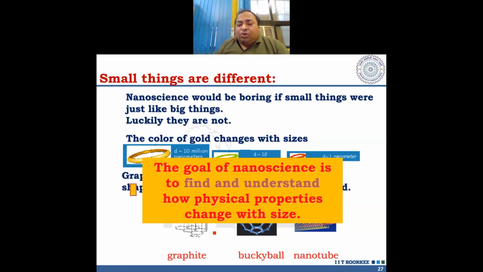The goal of nanoscience is to find and understand how physical properties change with size. So now we know that in the journey of nanoscale, there is infinite change. And the correlation of this change comes through the understanding, the finding of how the physical properties change with size.